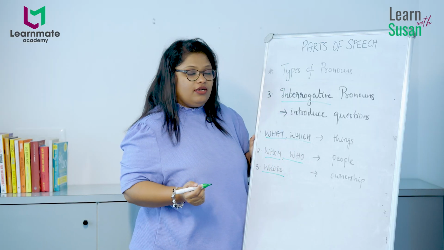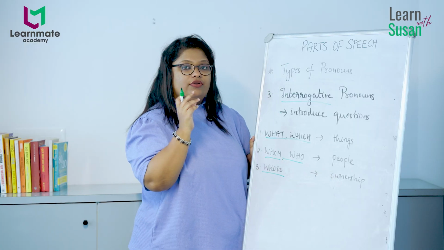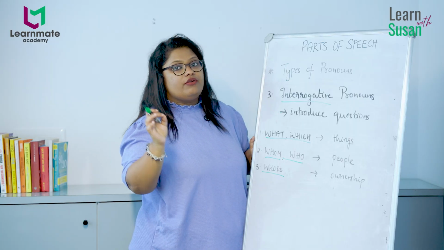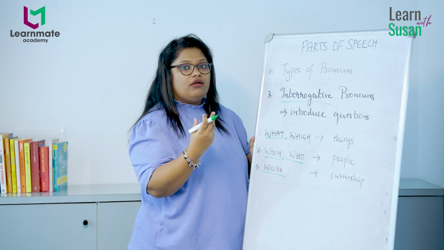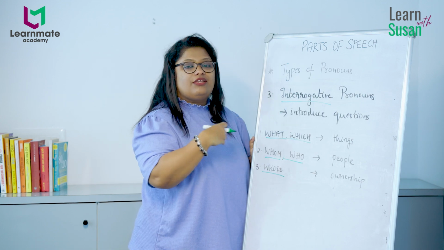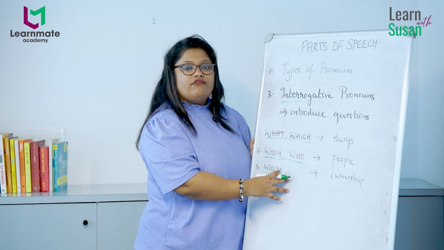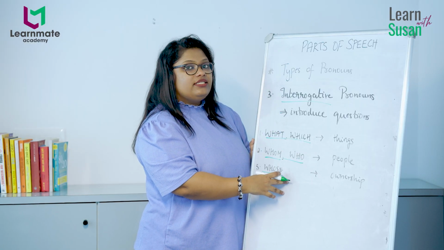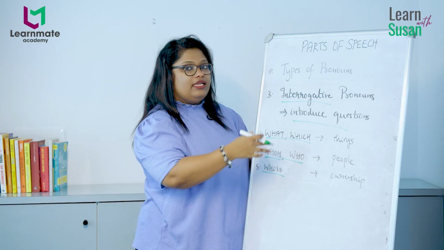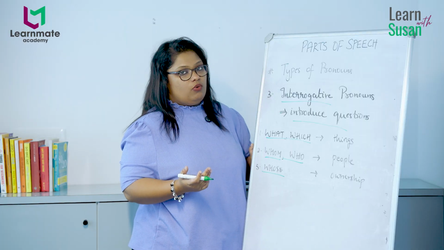Now the last one, whose. That is used in contexts related to ownership. Whose shoes are these? So it talks about the ownership of the shoes that we are referring to. So these are the different kinds of interrogative pronouns that are used to introduce questions, and it can be based on any context, that is things, people, or ownership.